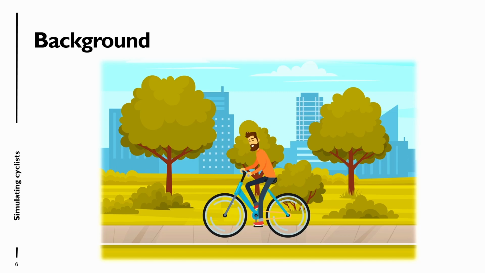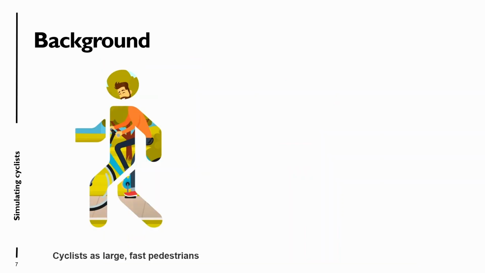So how can we simulate a cyclist? Right now you have basically two options. You have the option fast, big, pedestrian.